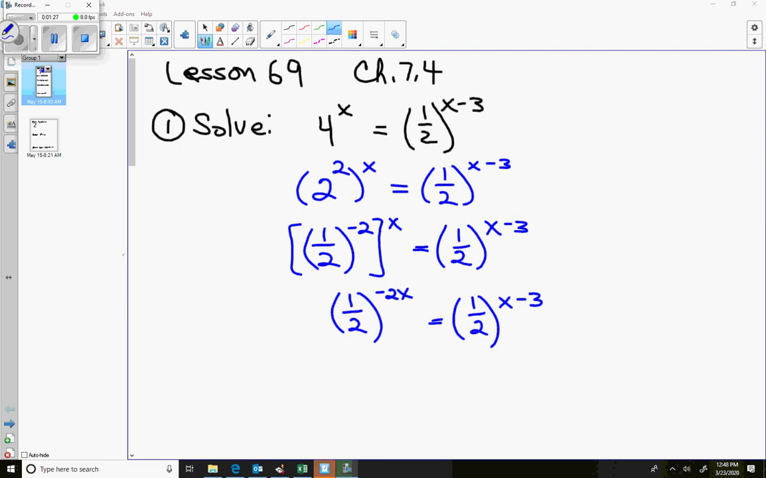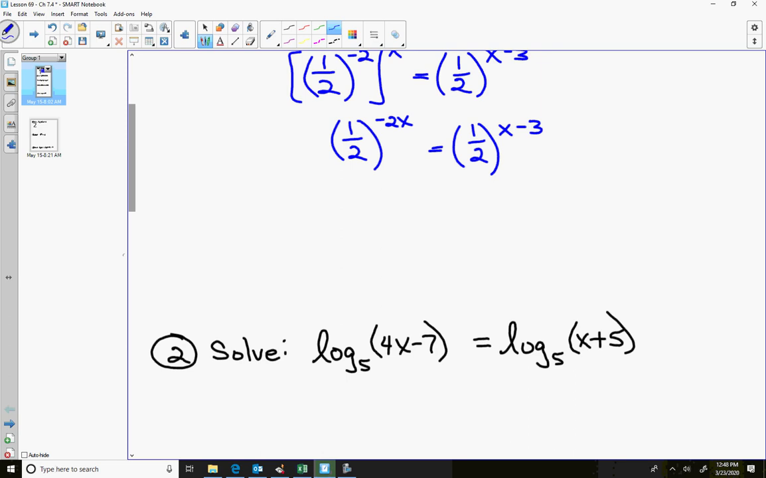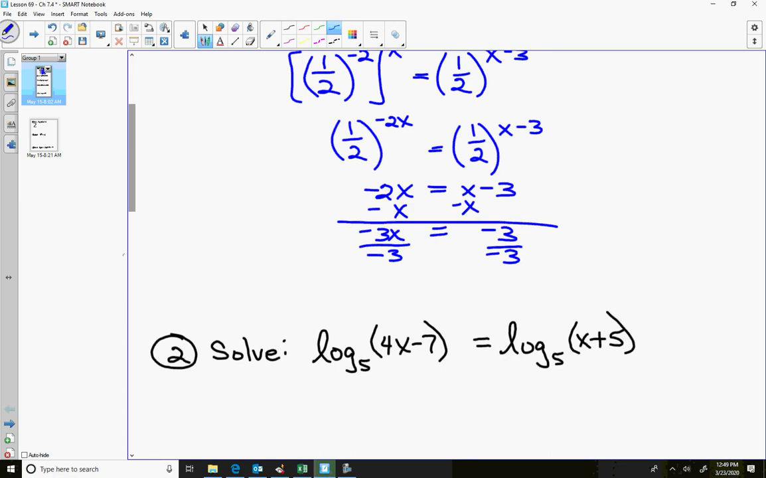And now, once you have one thing on the left, one thing on the right, they both have the same base, then that means the exponents must be the same. So negative 2x must equal x minus 3. Subtract an x from both sides, we get negative 3x equals negative 3. So x must be 1 in this case. Again, that was review. Now, what we're really doing in this lesson begins with number 2 here.